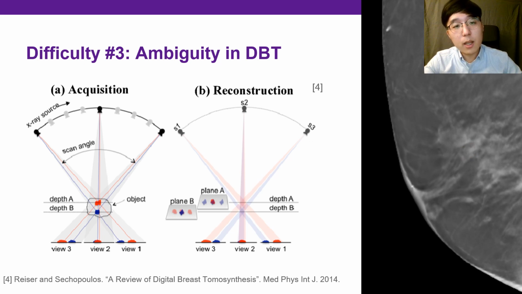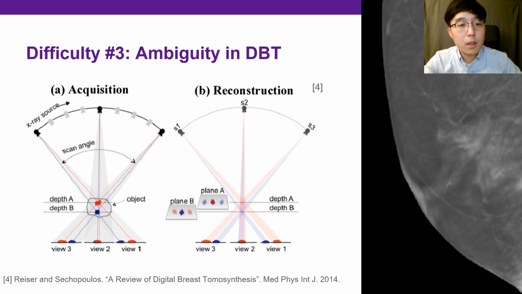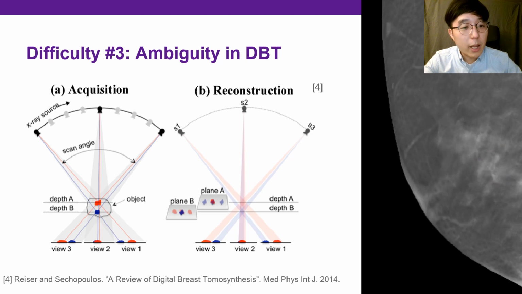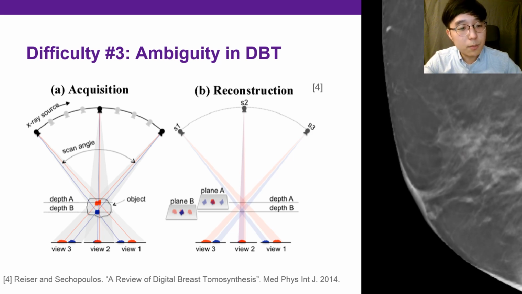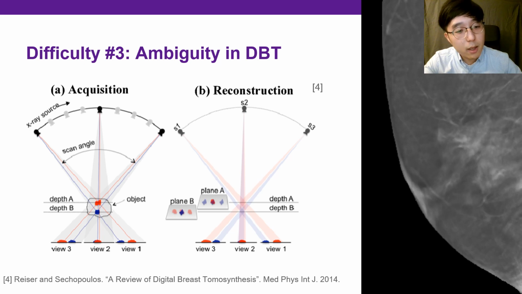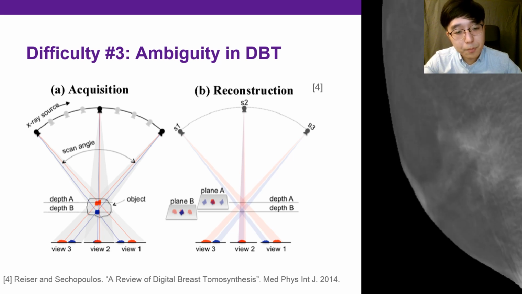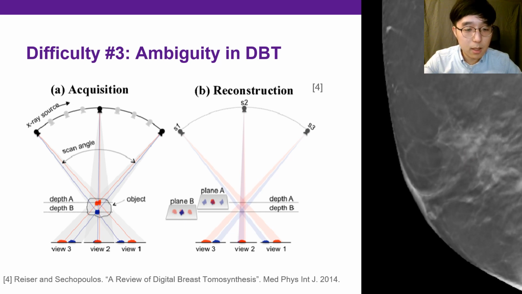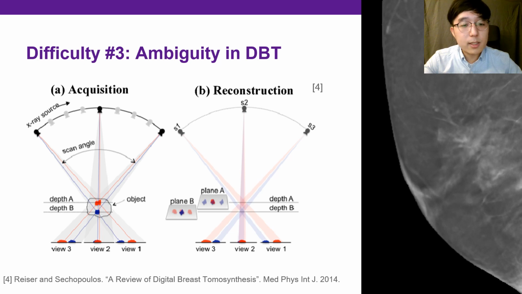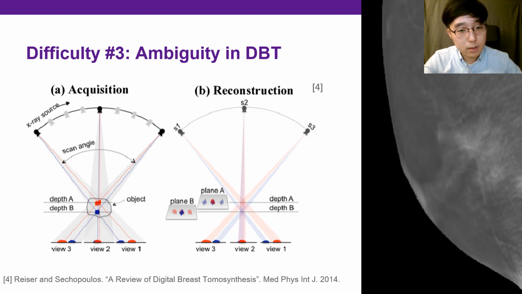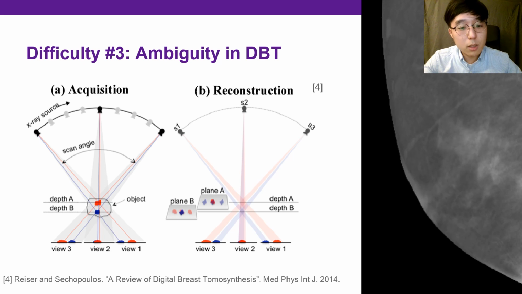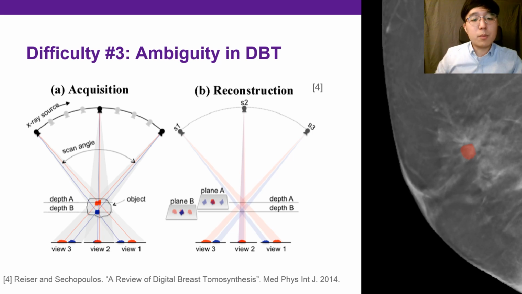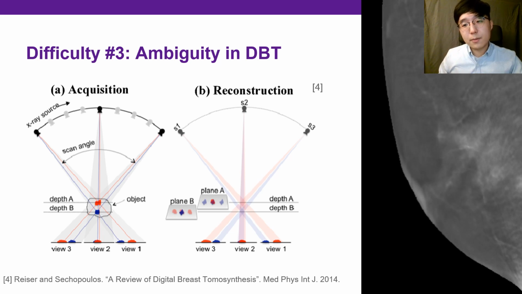This leads to the third difficulty of DBT data, the ambiguity of which slices have the lesions. In figure A, we have an example of a phantom that has a red object in depth A and a blue object in depth B. If you take the image and reconstruct it into the 3D volume with multiple slices, then you can still see both objects from both planes, even though only one object exists in each plane. The same phenomenon is visible from the actual DBT volume on the right.